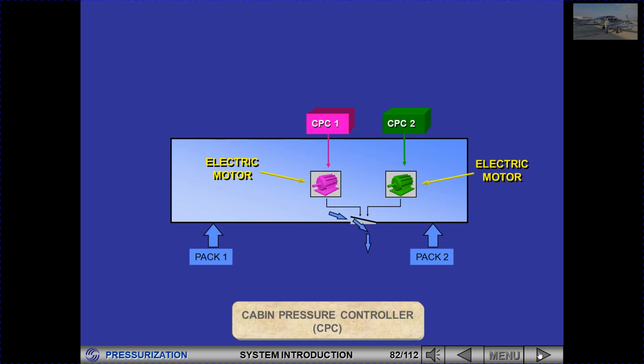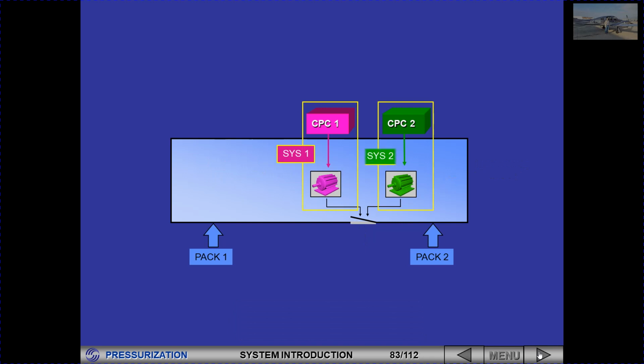Automatic control of the outflow valve is provided by two cabin pressure controllers. Each controller is connected to an electric motor to move the outflow valve. A controller-motor combination is known as a system. Only one system will operate at a time, with the other system acting as backup.